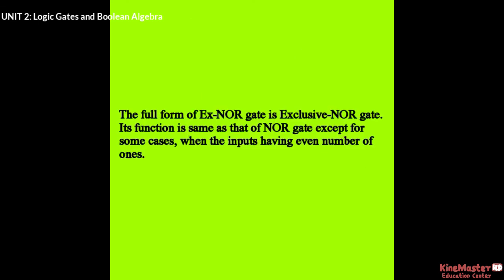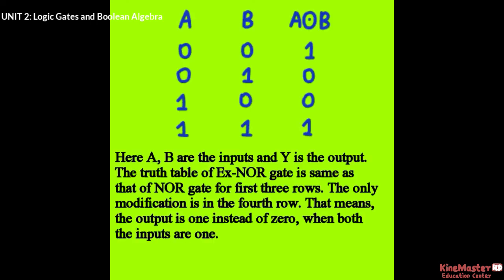The full form of EX-NOR gate is exclusive NOR gate. Its function is the same as that of the NOR gate except for the cases when the inputs have an even number of ones. Here A, B are the inputs and Y is the output. The truth table of the EX-NOR gate is the same as that of the NOR gate for the first 3 rows. The only modification is in the 4th row. That means the output is 1 instead of 0 when both the inputs are 1.